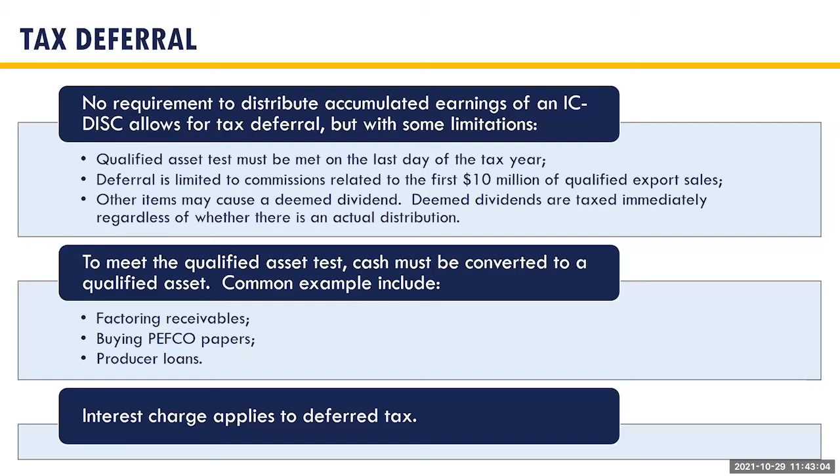So to meet the qualified asset test, you have to plan that carefully because you don't want to inadvertently disqualify the DISC. So effectively, you need to convert cash into a qualified asset. And some common ways to do that is you can factor accounts receivable related to your qualified export sales. You can buy PEFCO papers, which are export bonds, or you can make a loan back to your manufacturing company in the form of what's called a producer loan. But if you do all these things, you need to make sure you follow the rules closely in order for that asset of the IC DISC to be considered a qualified asset.